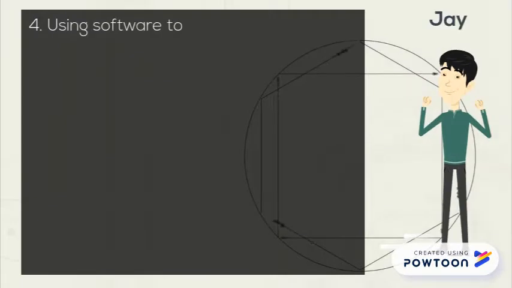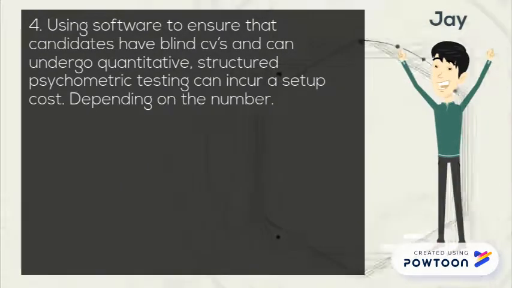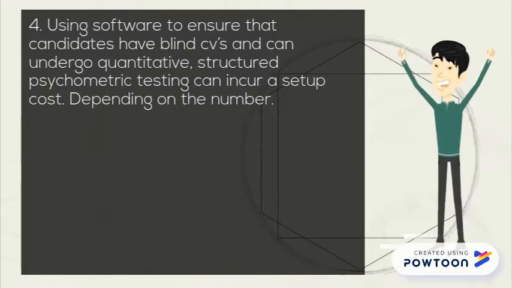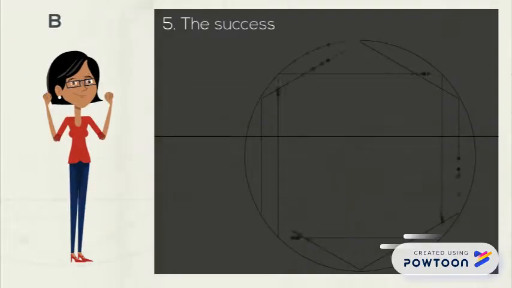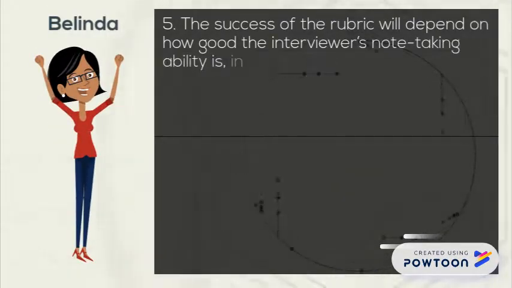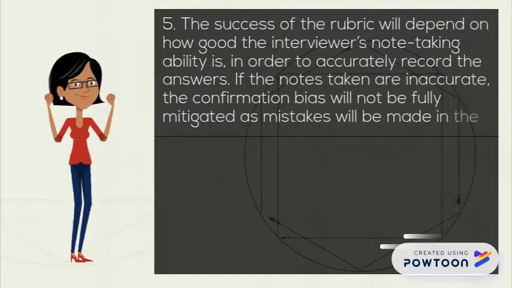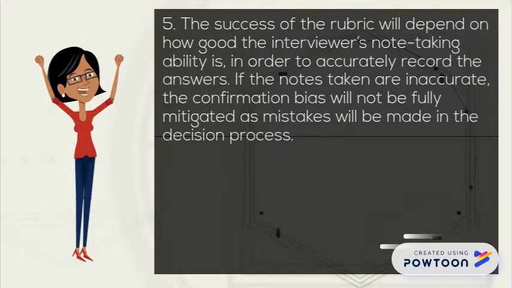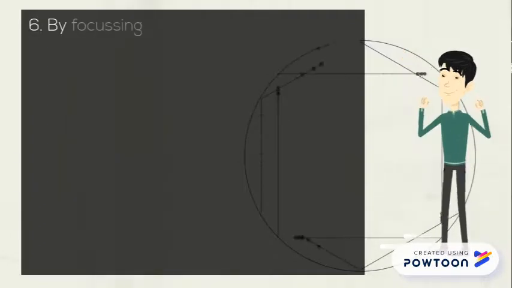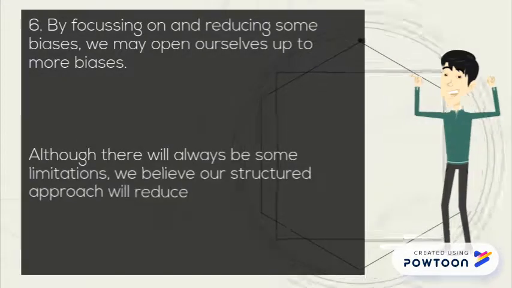Using software to ensure that candidates have blind CVs and can undergo quantitative, structured psychometric testing can incur a set of costs, depending on the number. The success of the rubric will depend on how good the interviewer's note-taking ability is in order to accurately record the answers. If the notes are inaccurate, the confirmation bias will not be fully mitigated as mistakes will be made in the decision process. By focusing on and reducing some biases, we may open ourselves up to more biases.